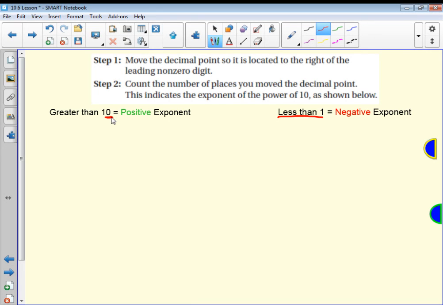So we're going to move our decimal so that there's only one non-zero number to the left of that decimal. So I say in front of the decimal. Then we're going to count the number of places that we moved, and that's going to be the exponent number that we're going to use. Then we're going to use this concept. If the number was greater than 10 originally, then we're going to make it a positive exponent. And if it was originally less than 1, we're going to make it a negative exponent. So let's go ahead and practice a couple of these.